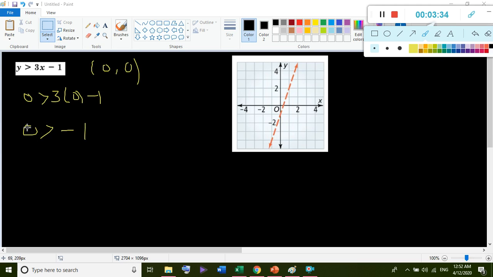Now, is this inequality correct or not? Is 0 greater than -1? Yes, it's true. So the shaded part is going to be the part with the point that we had, which is (0, 0). So this will be the shaded part. Let's check our solution.